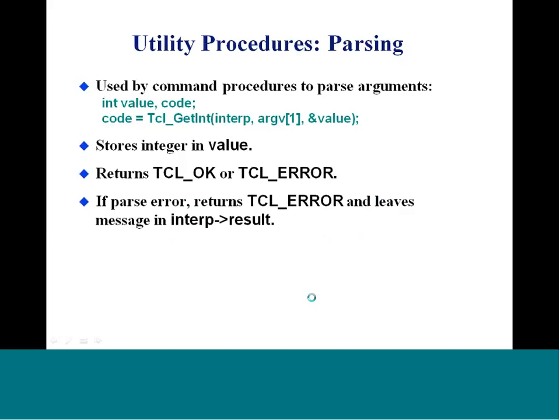Now let's look at the utility procedures, and one of them is parsing. This is used by command procedures to parse arguments. Usually it takes in a value and a code. The code is just a Tcl_GetInt interpreter, argv[1], and then value. It stores the integer in value and it returns TCL_OK or TCL_ERROR. If there is a parse error, then it returns TCL_ERROR and leaves a message in the interpreter result.